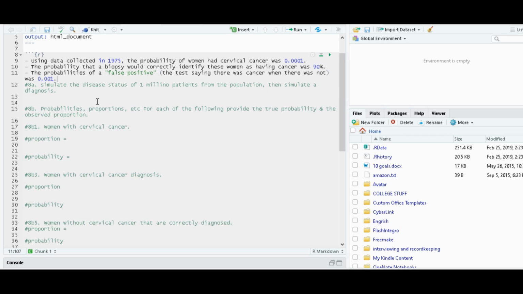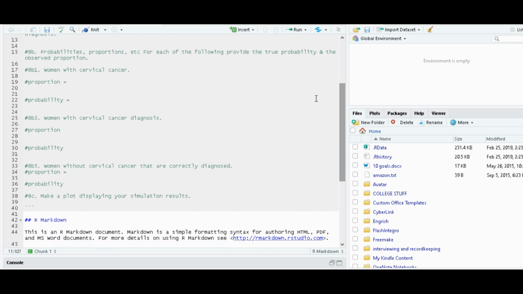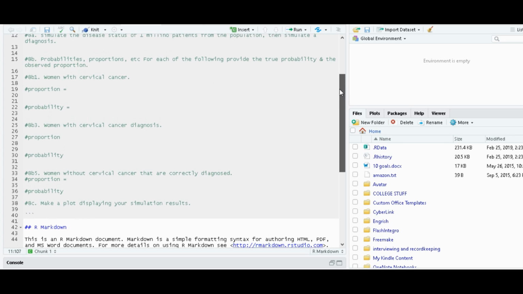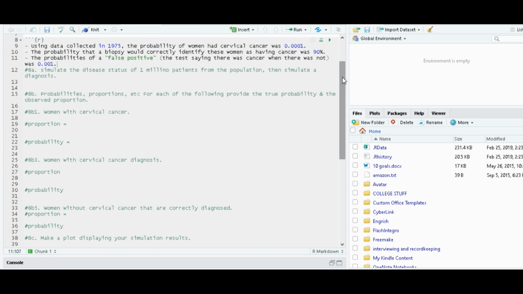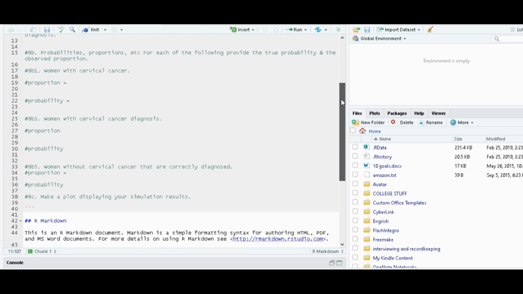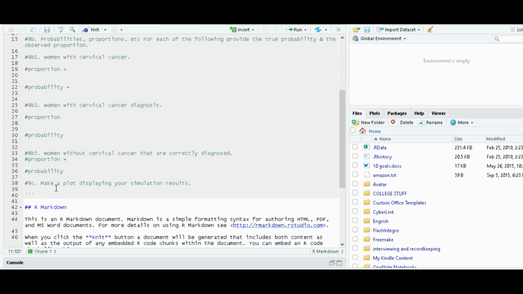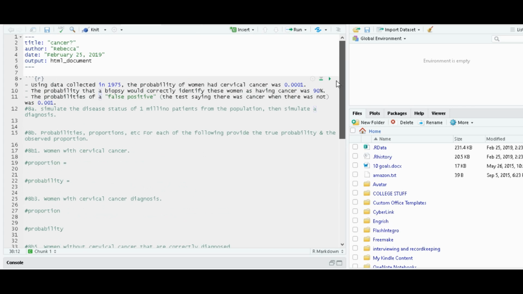So first thing we're going to do is we're going to simulate the disease status of 1,000,000 patients from the population and then simulate a diagnosis. We'll do some maths in between that, just figuring out the proportions and probabilities. I'll show you how to subset for proportions. Subset is really helpful when you're trying to just isolate certain variables. And then after that, we are going to make a plot using ggplot.